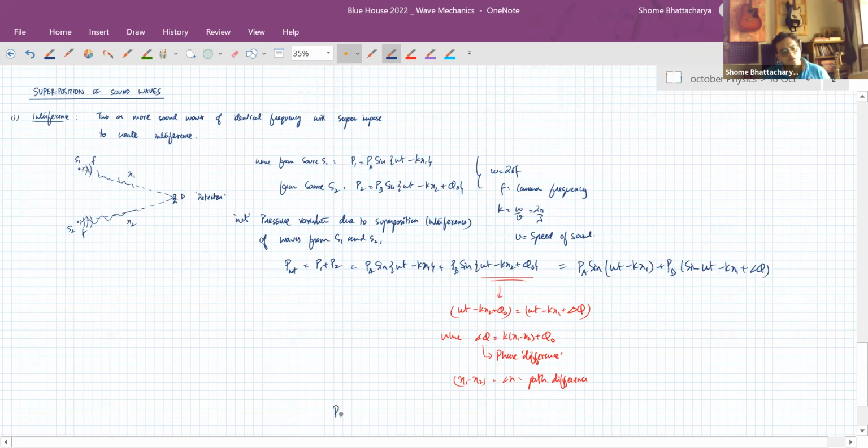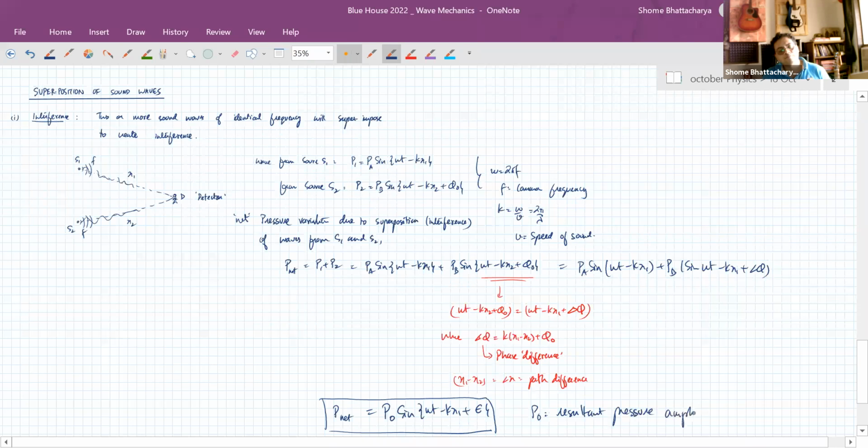So this net pressure variation will then become some net amplitude, let's say P naught, into sine of (omega t minus kx1) plus some net phase constant, let's say epsilon, where once again, to understand this resultant pressure amplitude, we just need to develop the phasor diagram.